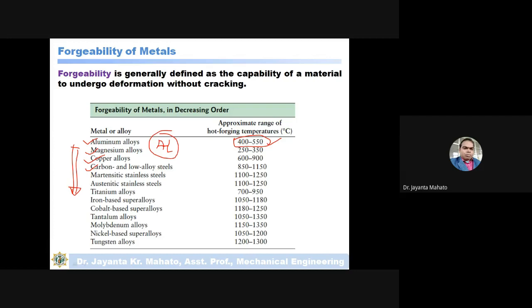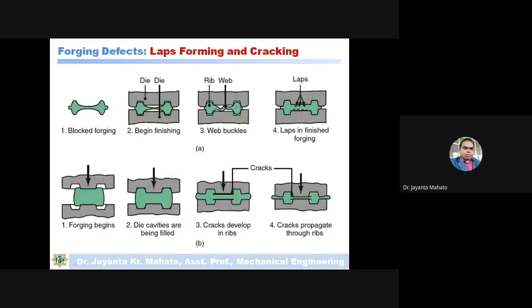So this is the order of forgeability. Aluminum has more forgeability than magnesium, copper and carbon steel, and tungsten alloy has the least forgeability. Tungsten alloy can be forged at around 1200 to 1300 degrees centigrade in hot forging. These are the forging defects.